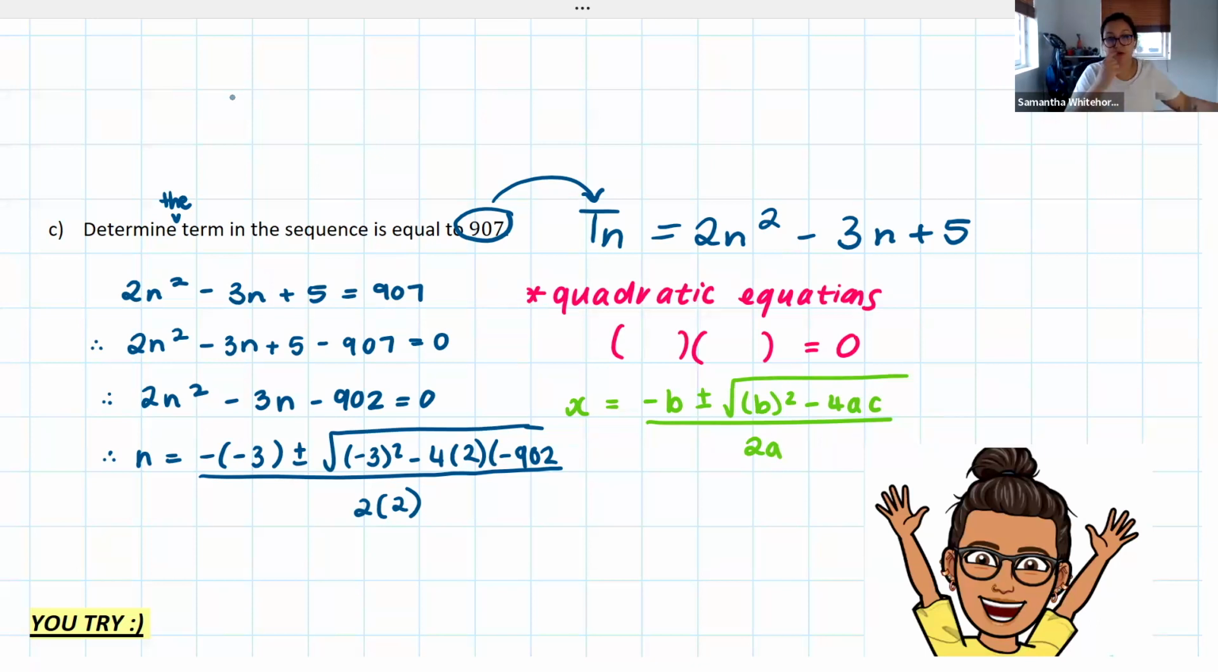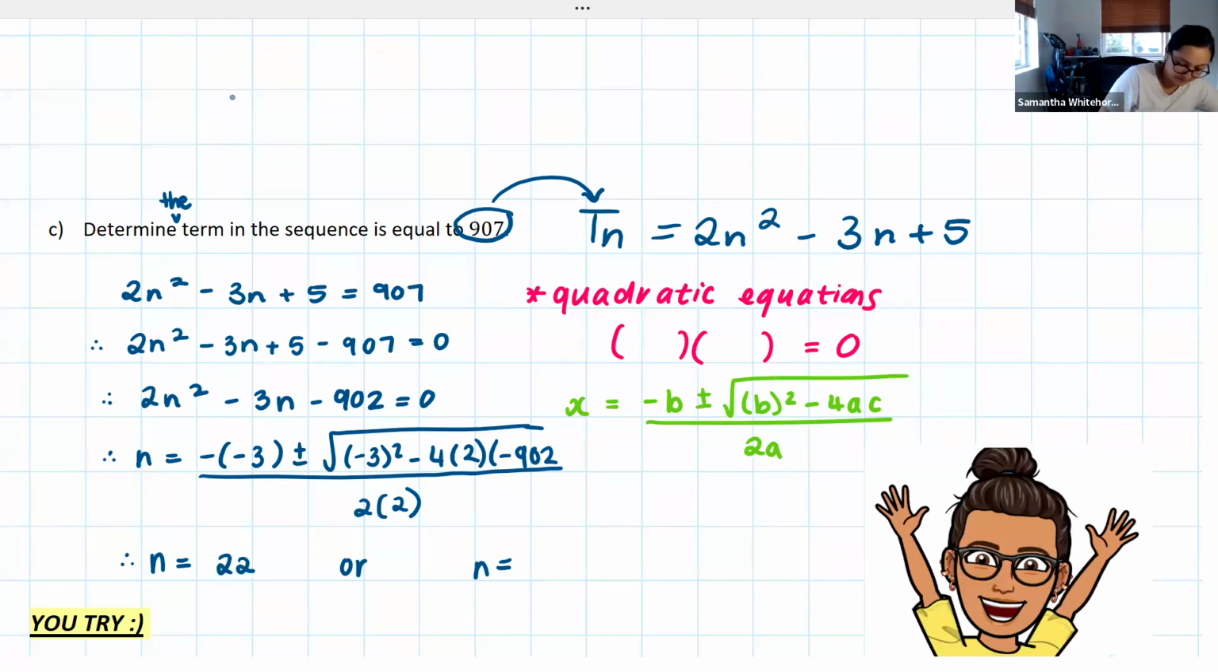Anyone want to give me a value for n? Or values for n rather, we do get 2. Does anyone got a value of n for me? n is equal to 2, or n is equal to negative 41 over 2.